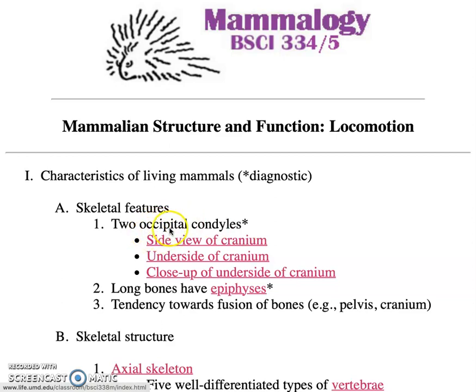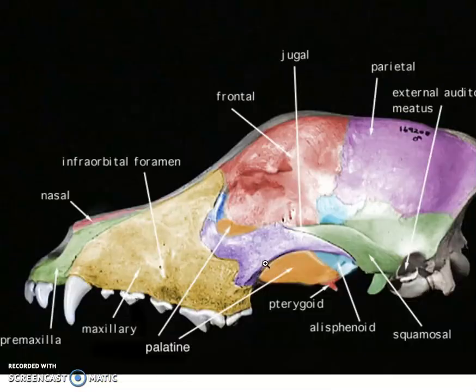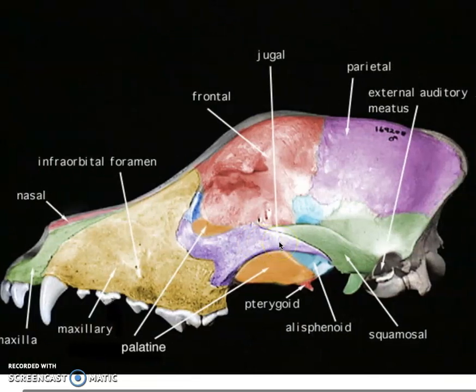So occipital refers to the very back portion of the cranium, and condyles are little knob-like structures that stick out from the back of the cranium. So we're going to take a couple of looks at a dog cranium, and I will show you where the occipital condyles are. So here's our dog cranium.